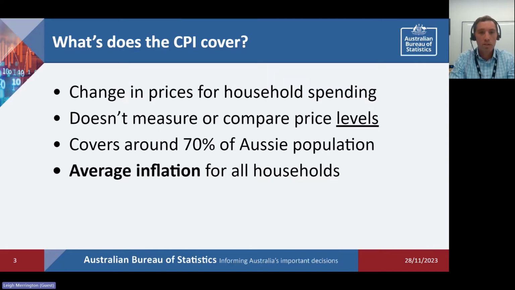And a really important point is that the CPI measures average inflation for all households. So we don't target a particular household, for instance, a mum and dad and 2 kids. We're looking at measuring inflation on average across all households. So every household has their own inflation experience, and the CPI looks to measure that experience across all households on average.